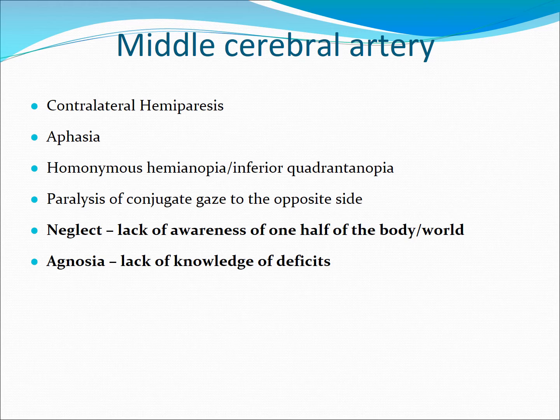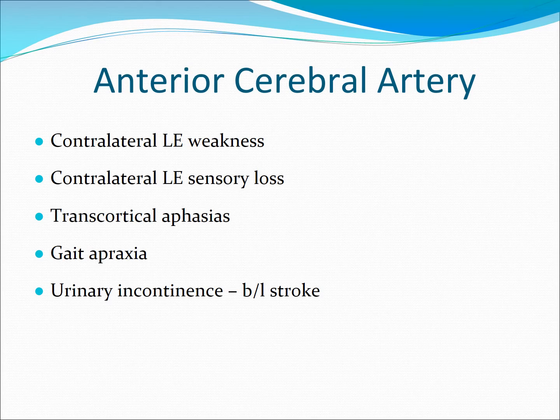This is an important concept. Agnosia: a person does not admit to or recognize even that they have any deficits. Fairly common in strokes. Anterior cerebral artery strokes are very similar to middle cerebral artery strokes, the big difference being that a person typically has worse weakness in the legs than the arms, which is opposite to the middle cerebral artery.